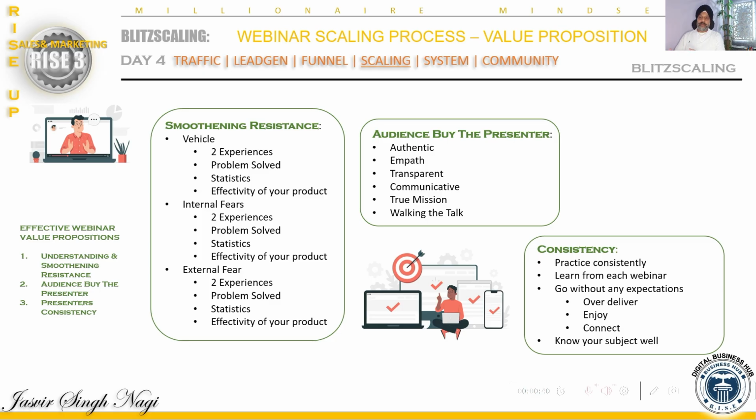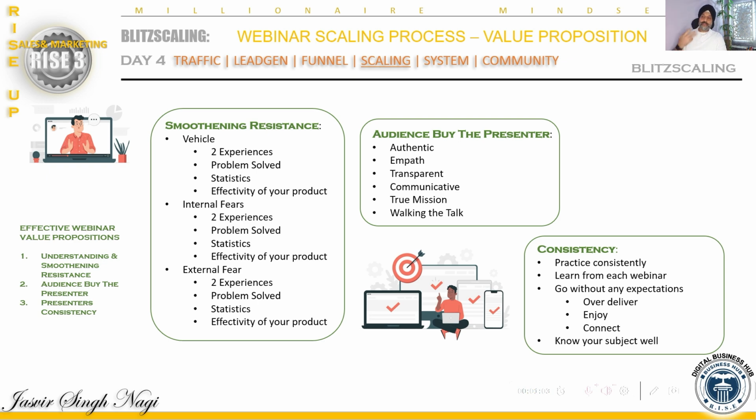Then we mentioned the audience by the presenter. So you have to be the person they're buying, and there are certain nuances for doing that. And then the consistency is the only thing that people will get very easily convinced with, wherever the resistance exists. Clear? So with that, the smoothing of resistance typically comes, resistance is a mind block.